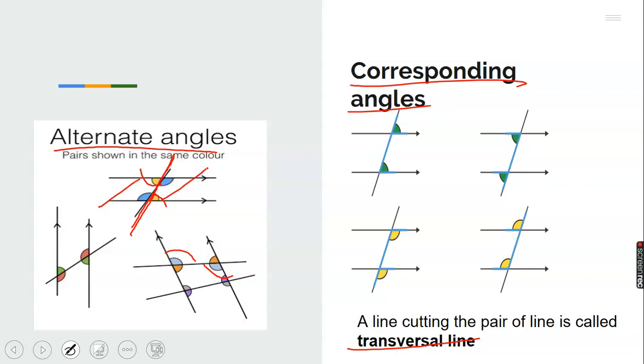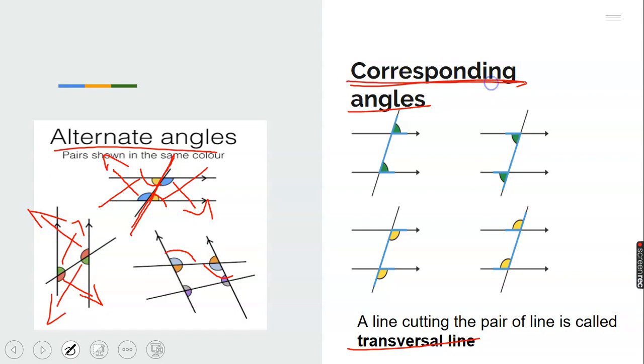Look at this blue color. When it's facing this side, this one is facing this side. Alternate means like opposite of the first one. Look at this. This one is facing here, while this one is facing this side. We call them alternate angles. While this is facing this side, this one is facing this side. They are all examples of alternate angles.